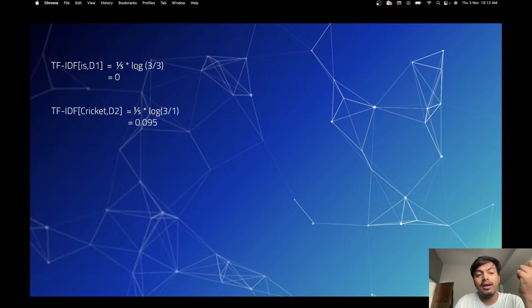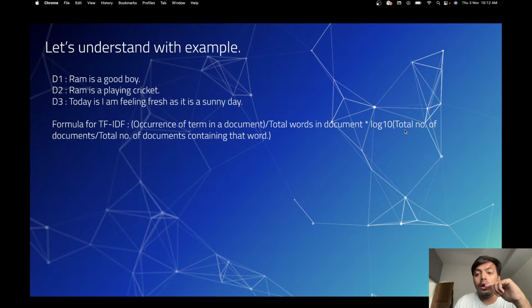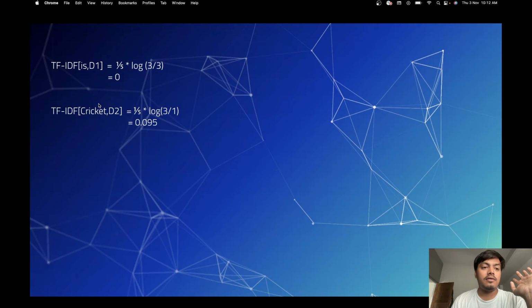Now this is multiplied by log of 3 by 3. How 3 by 3? The total number of documents is 3, and how many documents contain the word "is"? It is occurring in all 3 documents. In this way we get this value, and we can see that the value here is 0. I'll come back to how this 0 plays a role, but let's first understand how to calculate these scores. So it must be very clear how we calculated the TF-IDF for "is" with respect to document 1 and how it is 0.